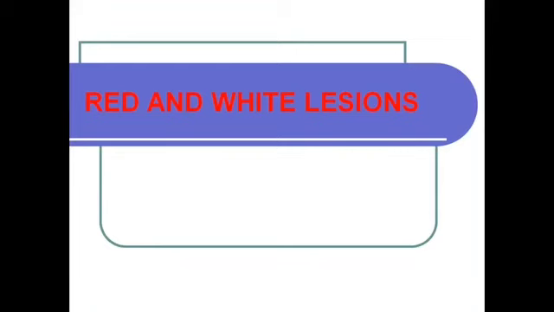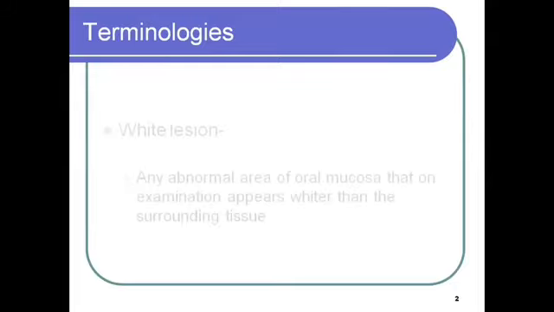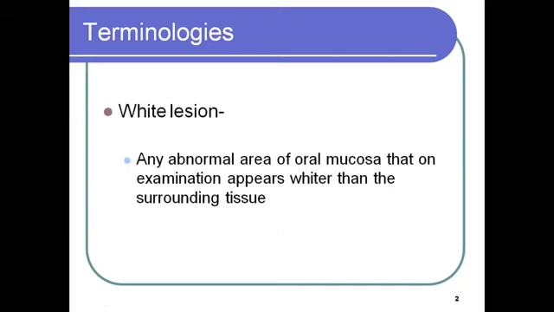A new topic in oral medicine and radiology, that is red and white lesions. So these are the lesions which are commonly seen in our oral cavity. It could be a white lesion, it could be a red lesion. So there are various categories in both. Some are precancerous lesions, some are non-cancerous lesions.